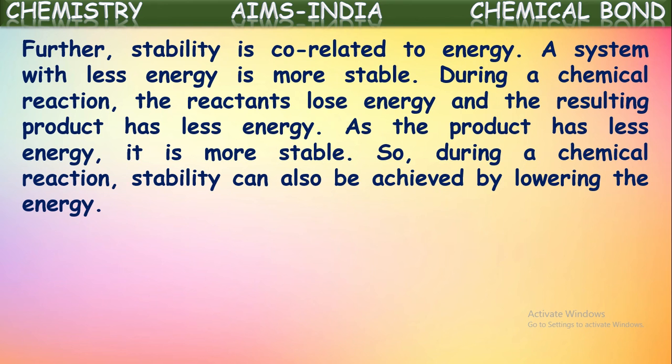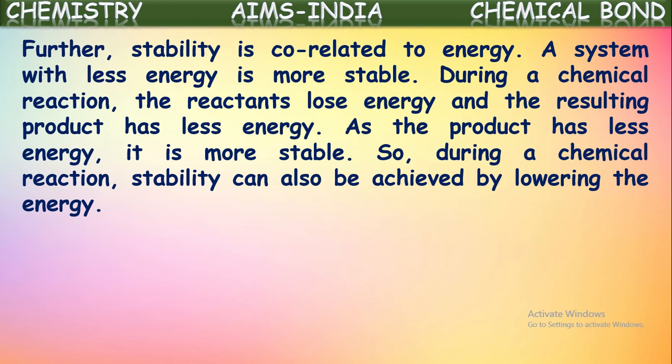Further, stability is correlated to energy. Yes, the stability is also correlated with energy as we told, as a system with less energy is more stable. During a chemical reaction, the reactants lose energy and the resulting product has less energy. So here we discussed sodium and chlorine. Both are more reactive as they have unstable electron configuration. So they are unstable and more energetic.